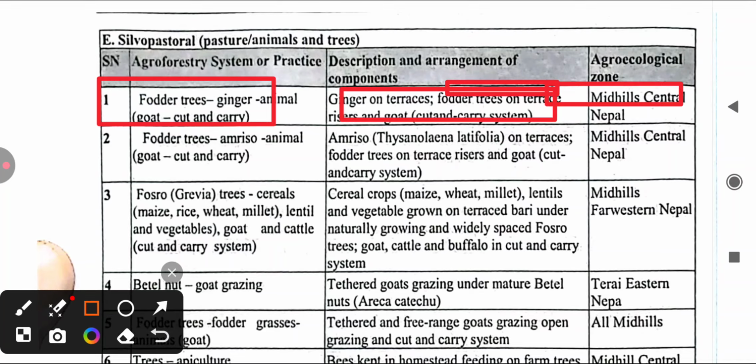Fodder tree, animal, goat, cut and carry. Fodder tree on terrace, riser and goat, cut and carry system.